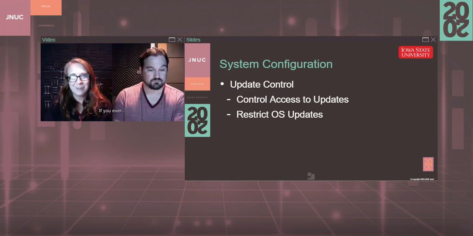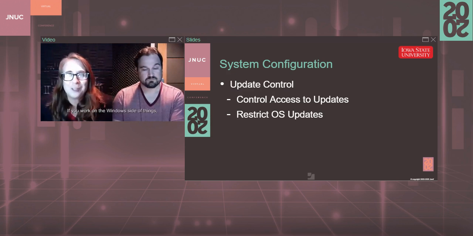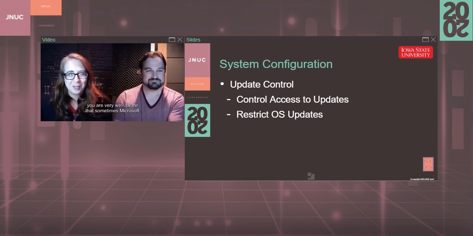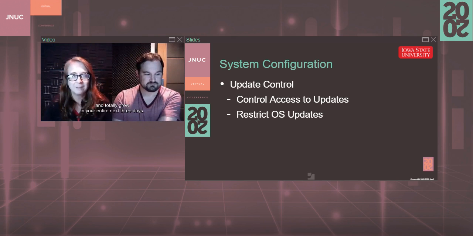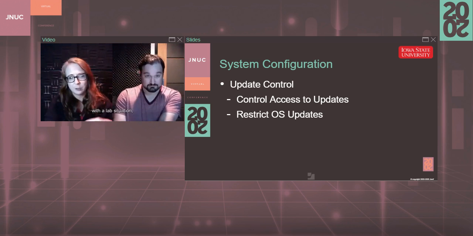Here's another fun one. If you work on the Windows side of things, you are very well aware that sometimes Microsoft updates the OS when and where it wants, regardless of what settings you've set. So that's always fun. To mitigate this, you want to be able to set it to control access to updates. You don't want things to be able to update, like on a deep frozen machine in the middle of the afternoon in the labs, and totally ruin your entire next 3 days. And you want to also be able to restrict OS updates. Even if you're not dealing with a lab situation, you don't want your users ending up with an update that hasn't been tested yet.